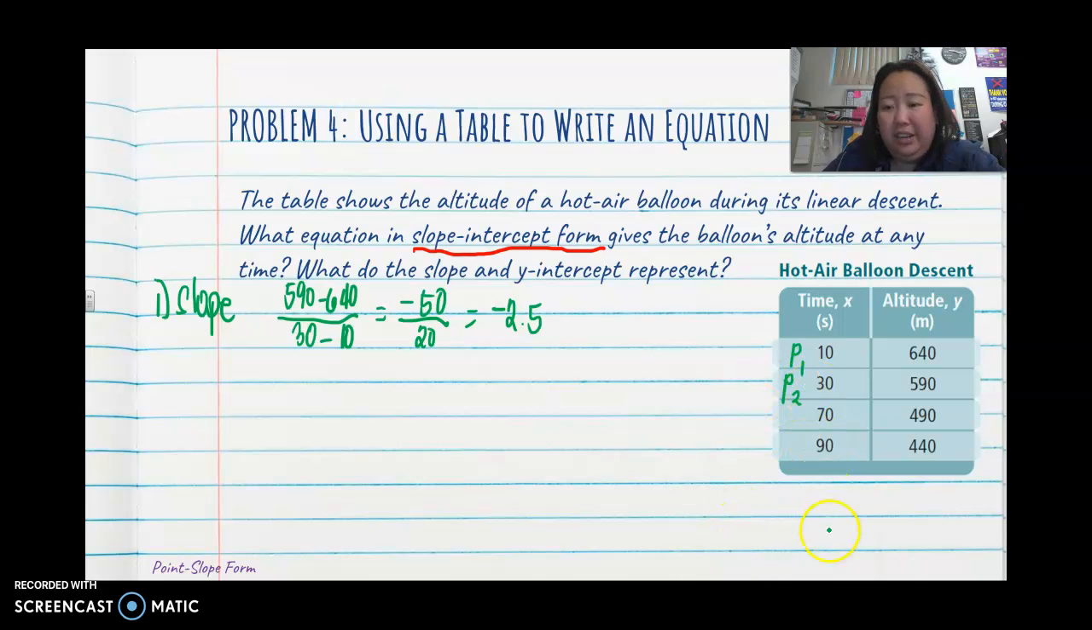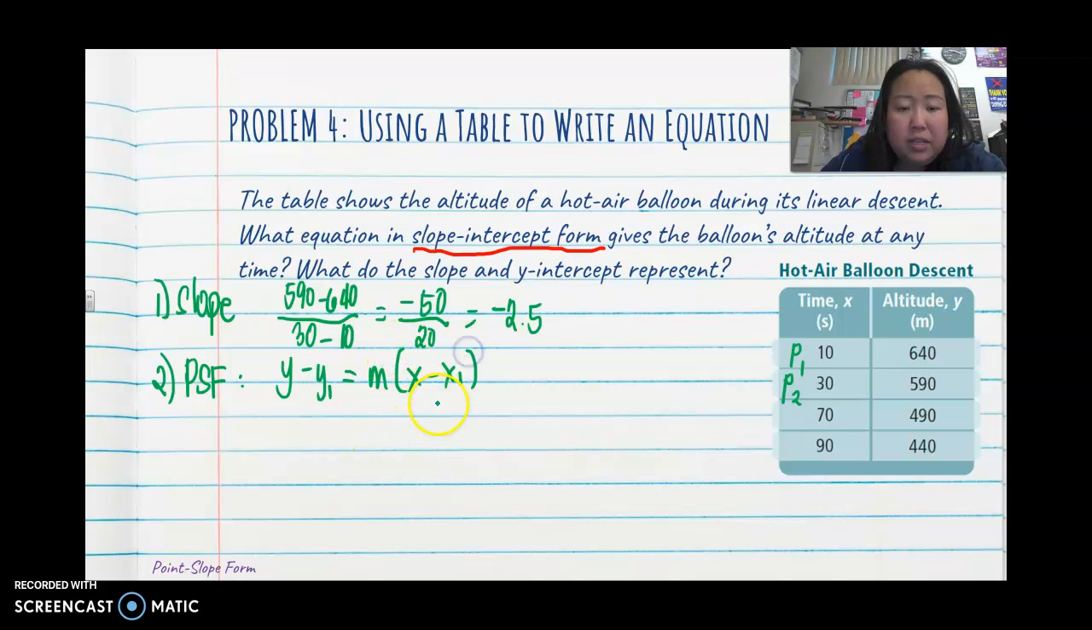We are not seeing any x value that is 0, so for the meantime, what we can do is write in point slope form. Using our point slope form, we have an equation y minus y sub 1 is equal to m times x minus x sub 1, correct? So our point 1 is (10, 640). So we have y minus 640 is equal to our slope, which is -2.5, times x minus our x value, which is 10.